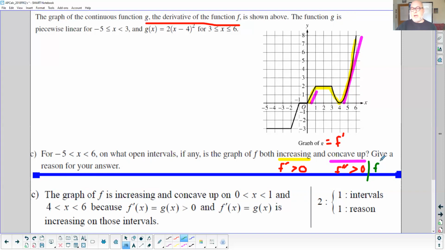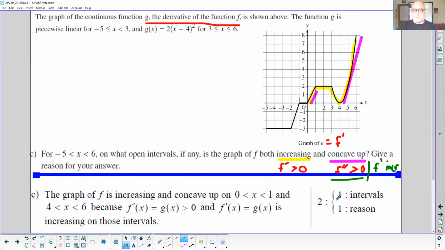F prime is increasing. Now, why? Because if you're moving up a derivative, you're talking about increasing and decreasing behavior. If you're moving up two derivatives, you're talking about concavity. So since I have f prime, moving up a derivative is when f prime is increasing, because therefore the slope of the tangent line is going to be positive. So the tangent line, f double prime and f prime.